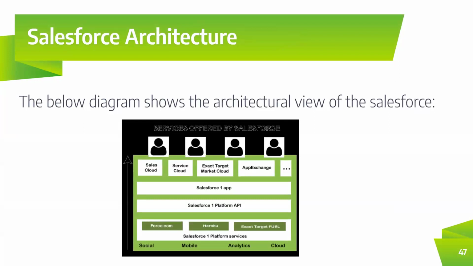So the second layer is all about the cloud, different types of cloud here. And the third layer is all about your mobile app. Salesforce One app is nothing but a mobile app. Then you have a Salesforce One platform API. At the bottom, you have different platforms here, like Force.com, Heroku, and so on.